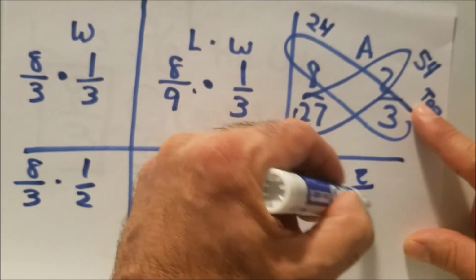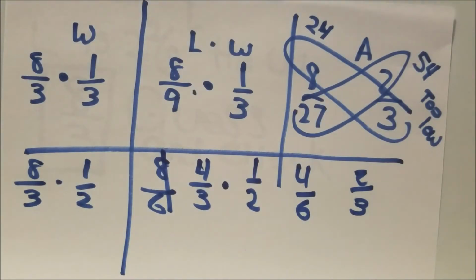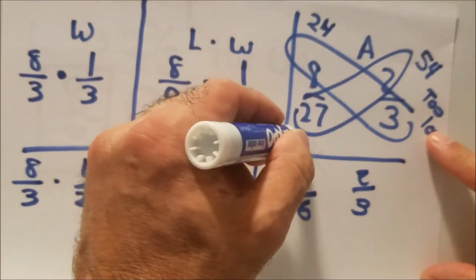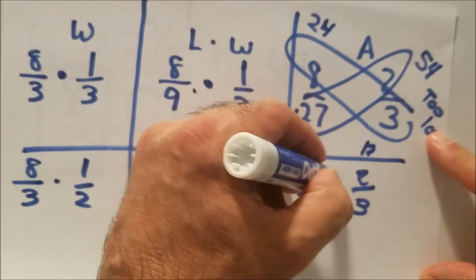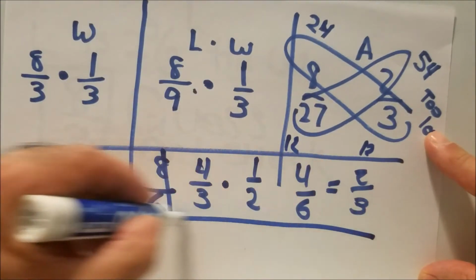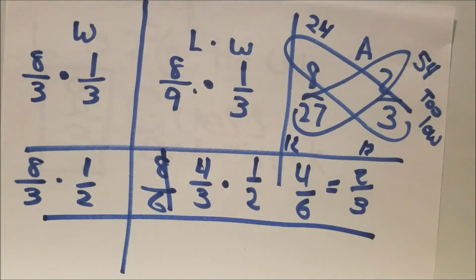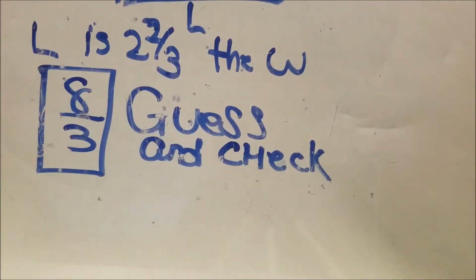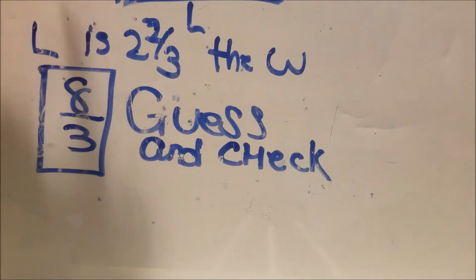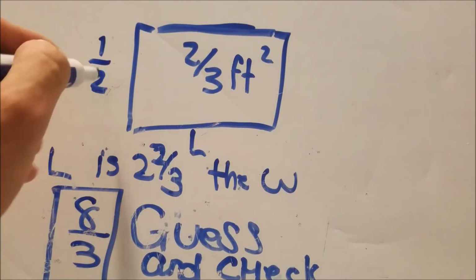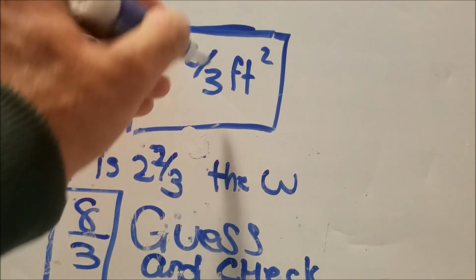Is 4/6 2/3? Well, 4 times 3 is 12. 6 times 2 is 12. They're equal. Yes. We found our length. We found our width. The width will be 1/2. Let's bring that up so you see it. The width is 1/2. And the length is 4/3.